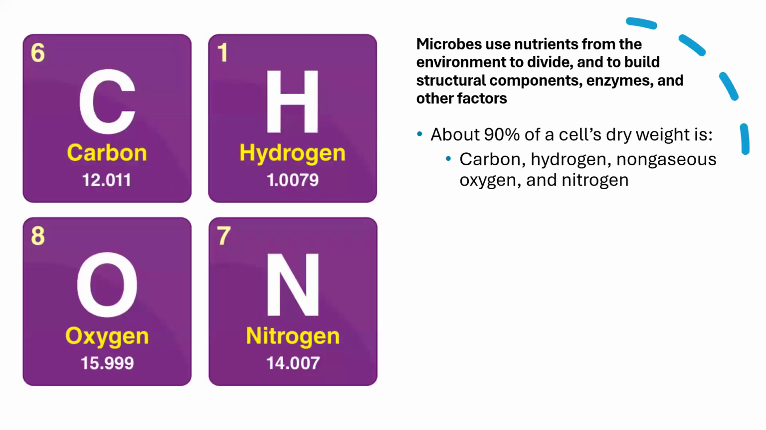To start out, it's important to know that microbes use nutrients from the environment, and that's how they grow, divide, and build their structural components like their cell walls, enzymes, cell membranes, and anything else that the microbe needs to make. The vast majority of the dry weight of a cell is going to be carbon, hydrogen, non-gaseous oxygen, and nitrogen. Carbon, hydrogen, and oxygen are commonly found in organic compounds, while nitrogen is also organic as well, but you'll see many different organic compounds that have C, H, and O.